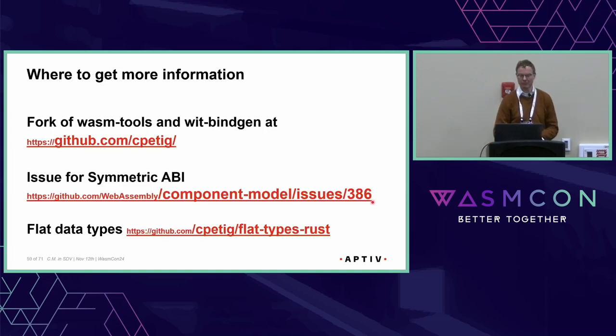Here you can find some more information. So I do have a fork of wasm-tools and wit-bindgen at this GitHub repository. There's an issue for the symmetric ABI, which was not that active in the past days. And there's a prototype of flat data types, which we would need for shared memory.